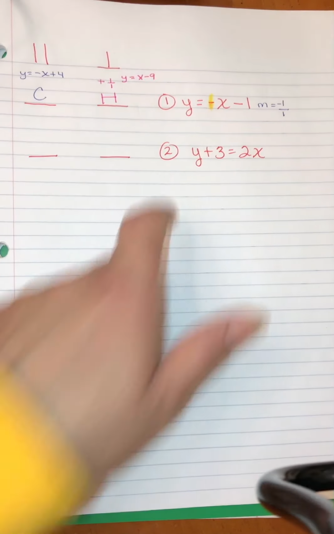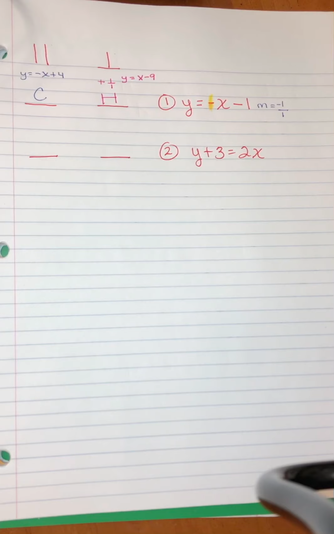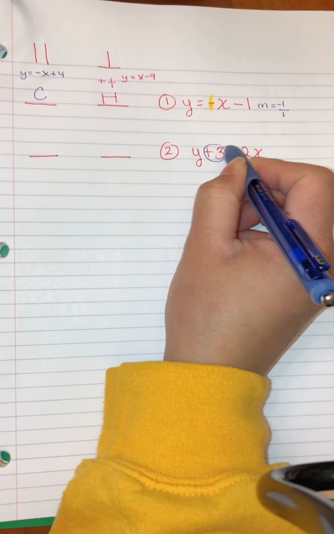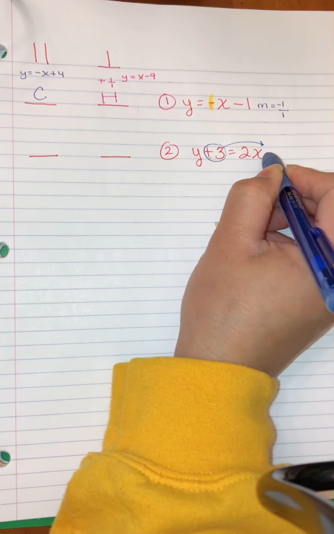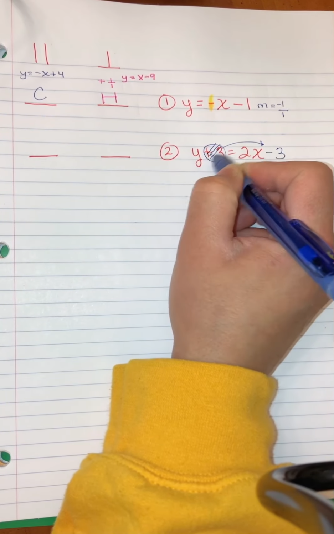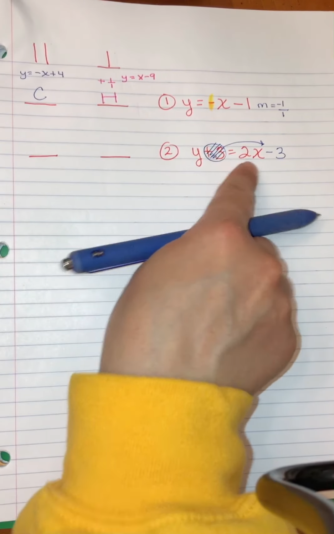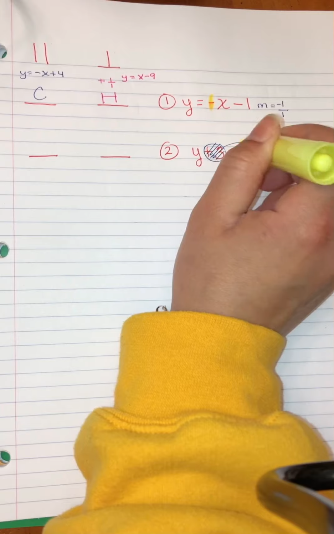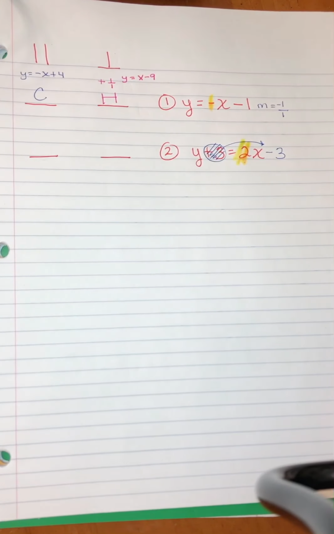Okay? Number 2 is not in slope-intercept form. So get it into slope-intercept form first by taking this number and moving it over here. So if it's positive, now it's going to be negative. So now you have y equals 2x minus 3. The slope here is the 2, the number next to the x.